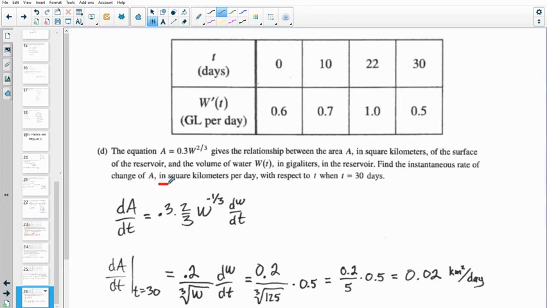Now, in this one, they said in square kilometers per day, so I don't have to necessarily state this. It may not be worth points. Sometimes they will specify and they will ask for specific units, where if you don't include that, you may not get full credit for a question. So watch out for that. If they ask for the units of measure, be absolutely sure that you are stating the units of measure.